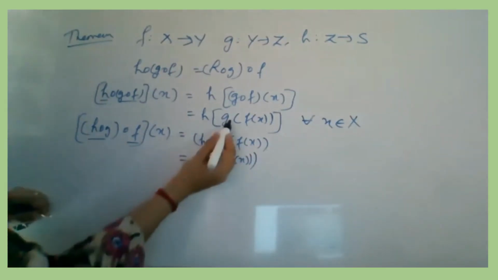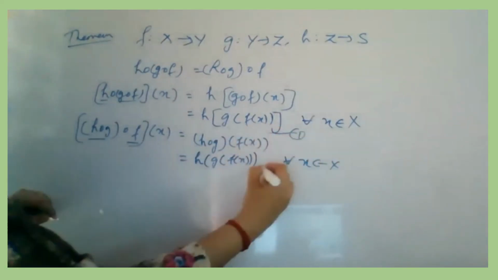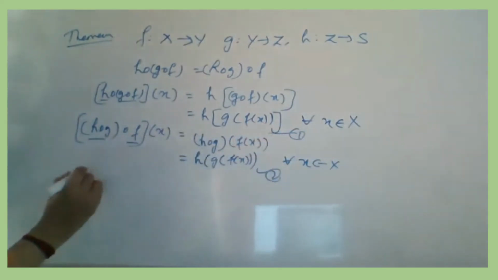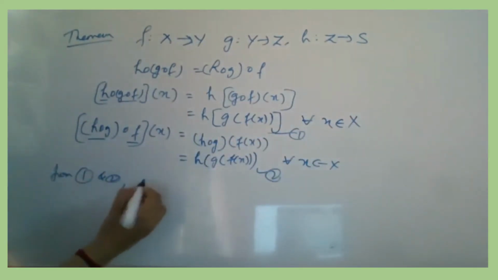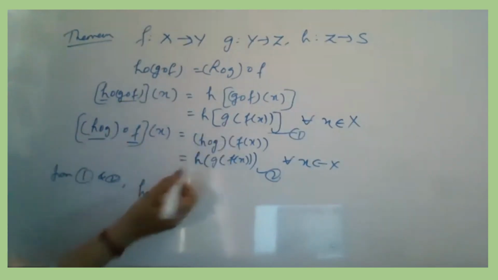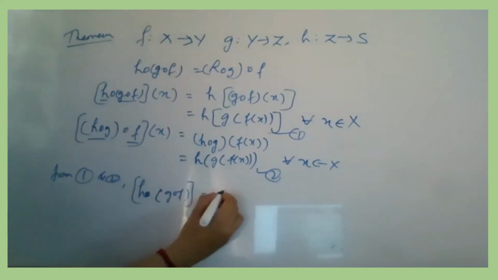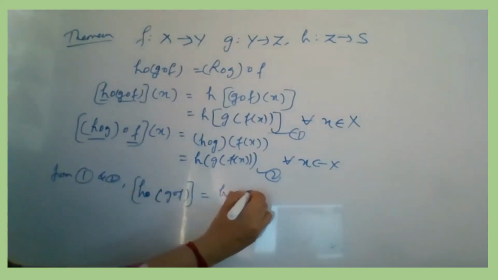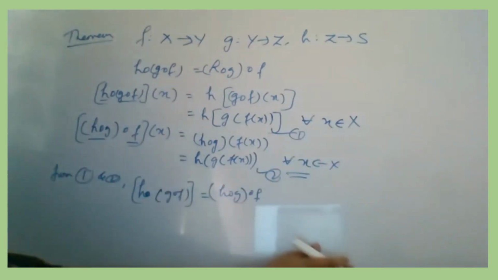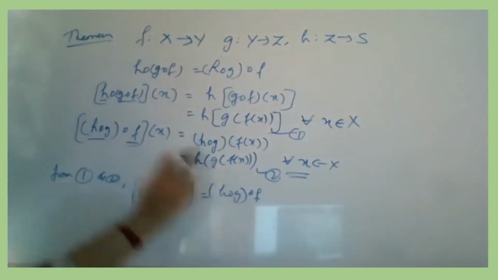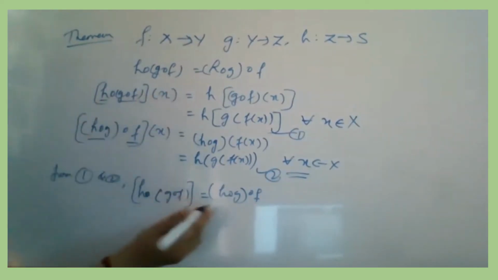Look, both are the same, for all x in X. So this is your first equation and this is your second. From 1 and 2, you get that the left-hand side is also equal to the right-hand side. Left is h composition (g composition f), which is equal to (h composition g) composition f. True for all x, therefore we remove x. So the functions are equal. We have not taken a particular element; we have taken a general term. That means the functions will be equal.